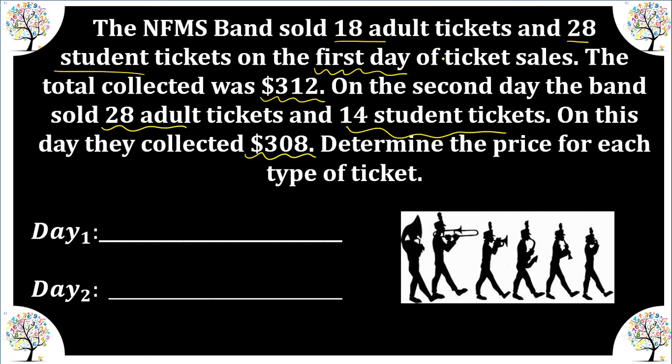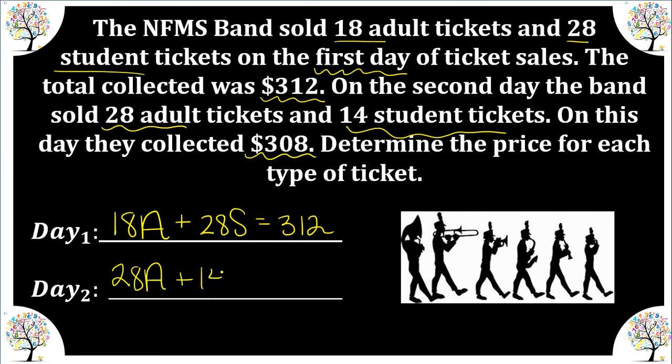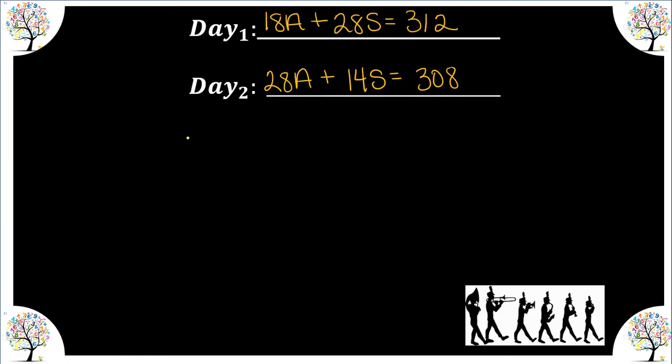So we have two different types of tickets, adult tickets and student tickets. And then we have day one and day two. So on day one, there were 18 adult tickets. So 18 times how much our adult tickets cost, plus 28 times how much a student ticket costs, and they collected 312 on day one. Day two, they sold 28 adult and 14 student to collect $308. So we are setting up in standard form, and we're going to use elimination.